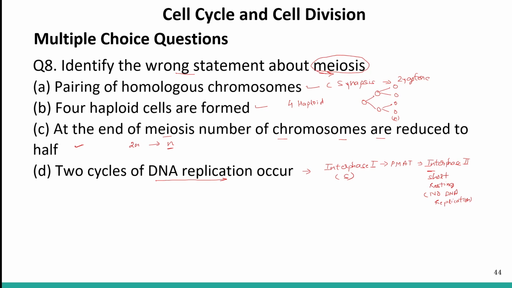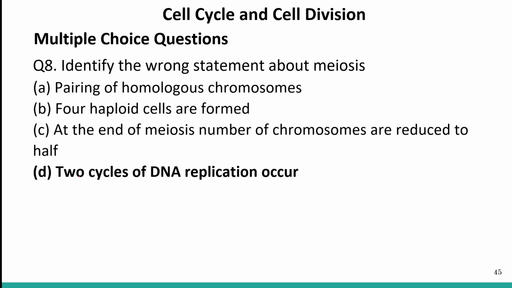So the answer should be: only one cycle of DNA replication takes place during meiosis. Two cycles of DNA replication do not occur during meiosis, so this is the answer here. We have to identify the wrong statement, so that's why this is the answer.